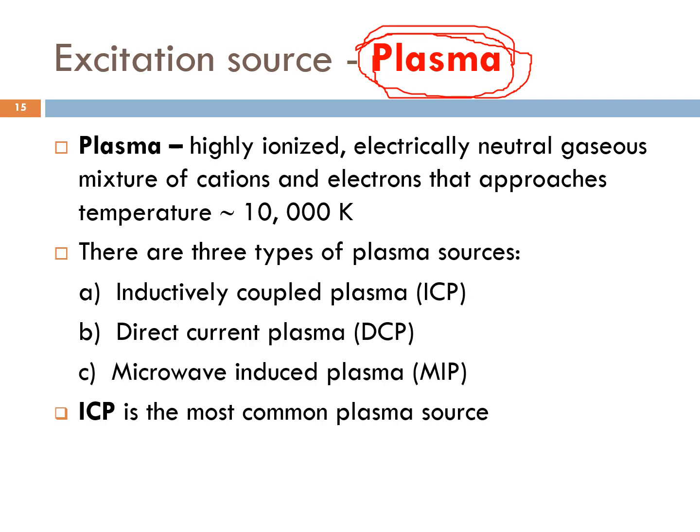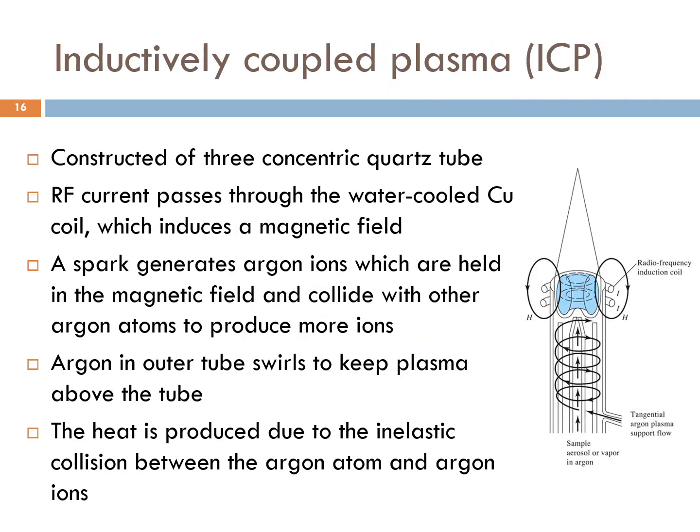Okay, so these are the three types of plasma, and the most commonly used is ICP or inductively coupled plasma. Okay, macam mana apa yang berlaku inside this inductively coupled plasma is dia ada 3 concentric quartz tube. Okay, 1, 2, 3 concentric quartz tube ni. Okay, apa yang berlaku dekat sini, bila the switch of the torch is on, dia akan supply the radio frequency.